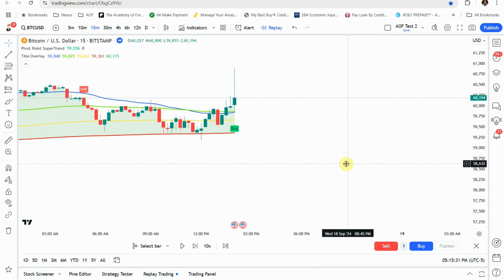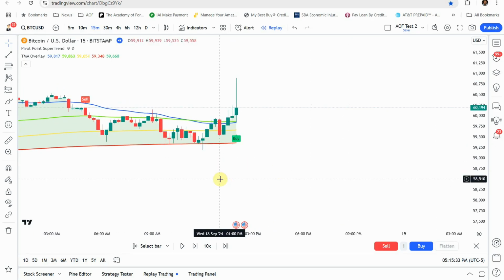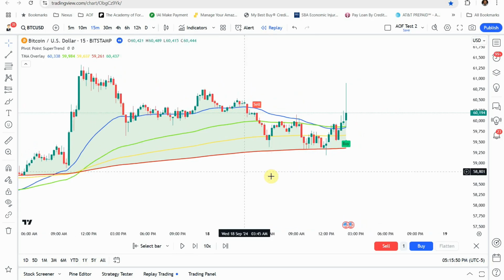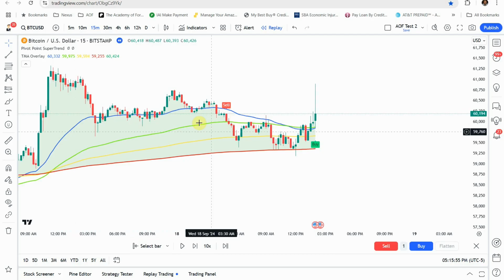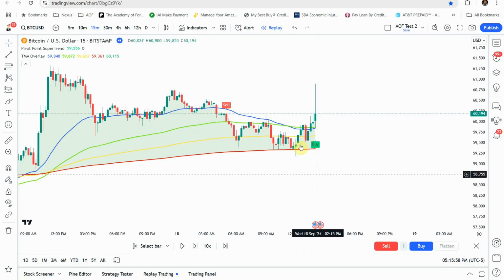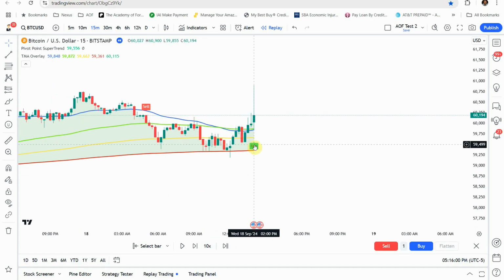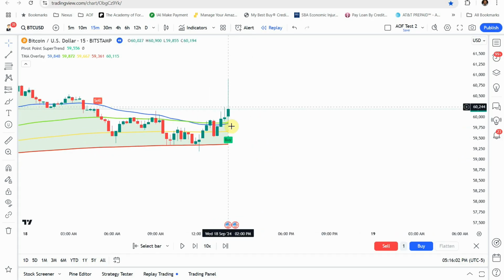And so what we're looking for in a long trade is when we get a buy tag like this here from the pivot point super trend. When we get a buy tag like that, we are then going to look to the TMA overlay, and we want it to have a green background like this. So the idea is that price is trading above the moving averages. You get a green background like this. Price pulls back into the moving averages, and then we pick up a buy tag like this here. And once you get that, that'll be your signal to then enter into a long.